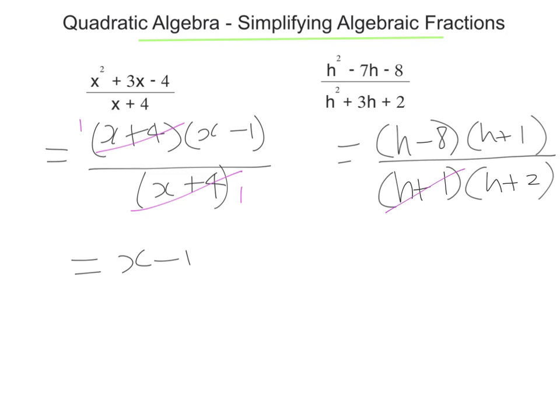The h plus 1's will cancel into each other once. So that means I end up with h minus 8 over h plus 2.